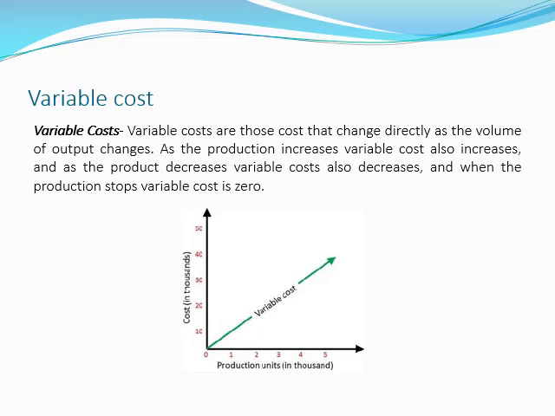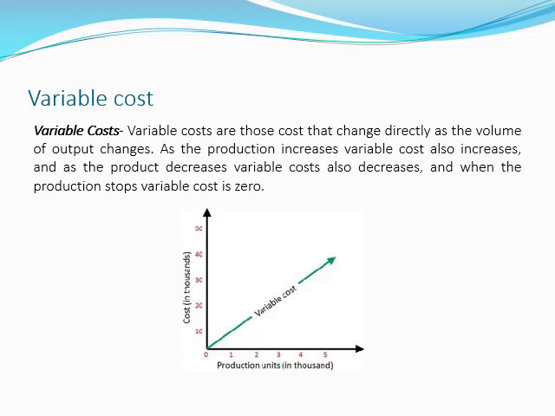Variable cost. Variable costs are those costs that change directly as the volume of output changes. So the change in variable cost results from the change in the level of output.